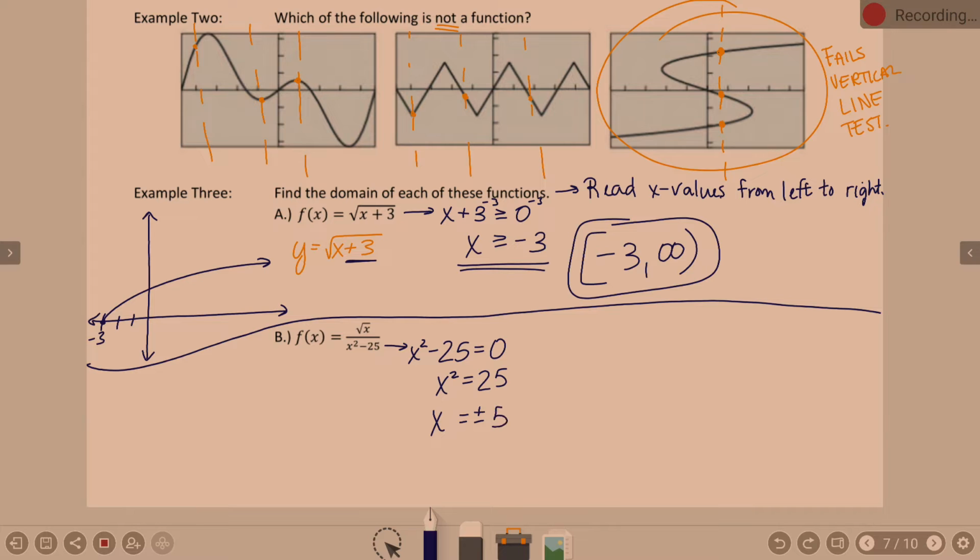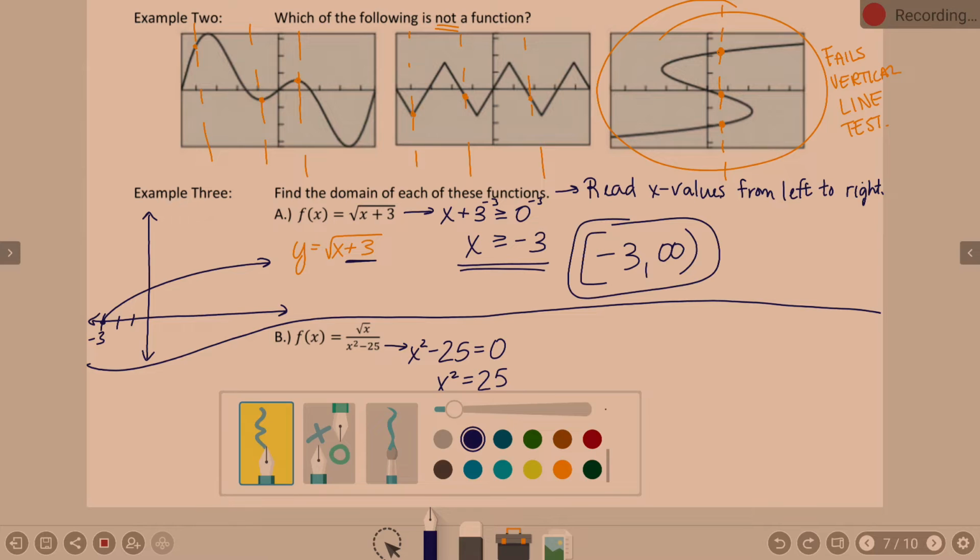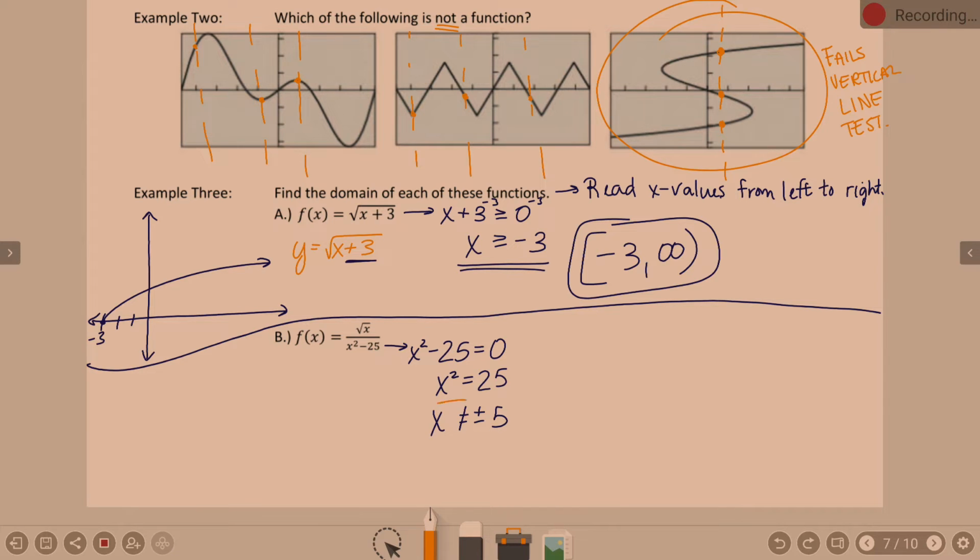Plus or minus 5. When you're in an equation setting and you take the square root of both sides, plus or minus, right? Account for both roots. Because this was the denominator we set equal to 0, what we know now is that x cannot equal 5 or negative 5. The graph will not exist at those 2 points. That's part of our answer we need to consider: x cannot equal positive 5 or negative 5.